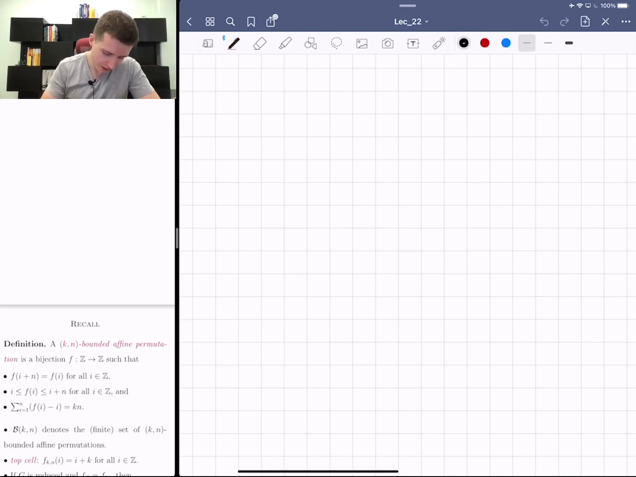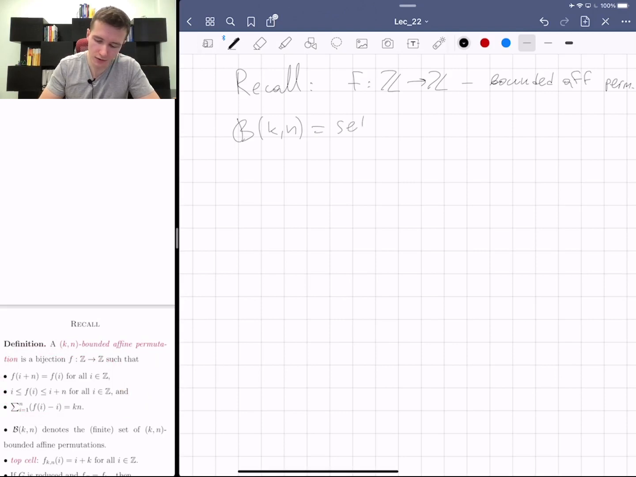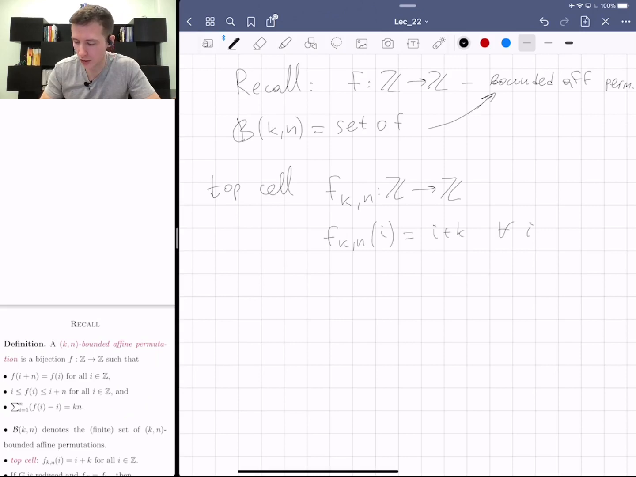So last time I was talking about these bounded affine permutations, which I'm not really going to need in this lecture, but still let me just say that a bounded affine permutation f is just a bijection from Z to Z satisfying some conditions. The conditions are shown here, and B(k,n) is the set of such (k,n) bounded affine permutations. In particular, the most important one is the top cell bounded affine permutation, denoted f_{k,n}, which sends i to i plus k for all i in Z.